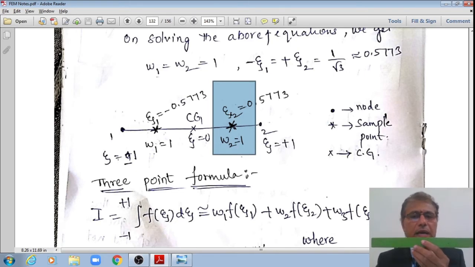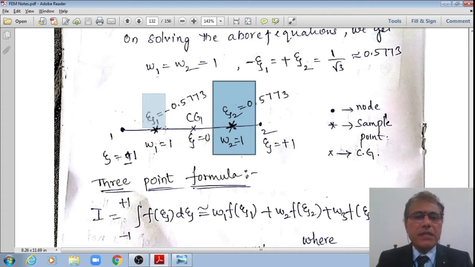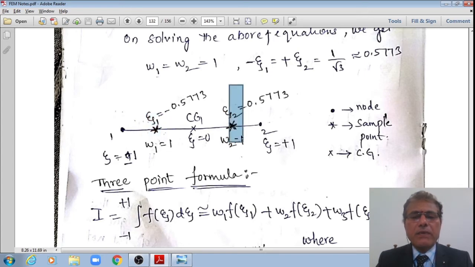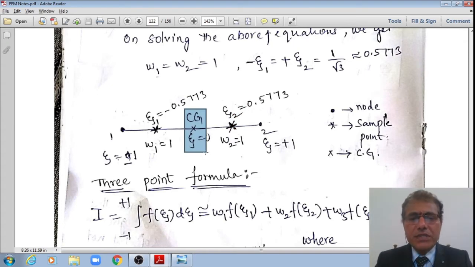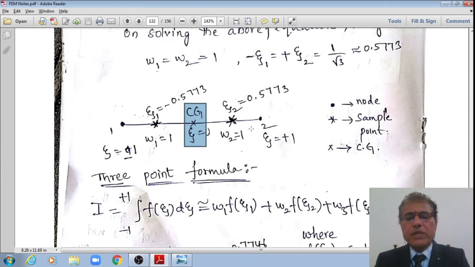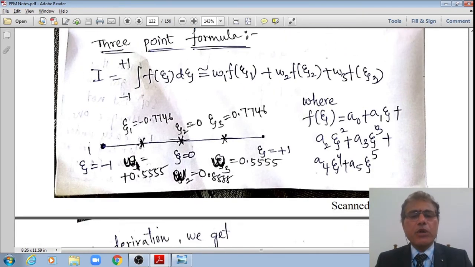W2 is equal to 1 at Xi2 plus 0.5773, or 1 by root 3. That is how the sampling points Xi1 and Xi2, their numeric values are derived, right? This is the CG of this element, students. At the midpoint, I do have the CG, right, where Xi is equal to 0. Then by substituting this, you will get the result using numerical integration.